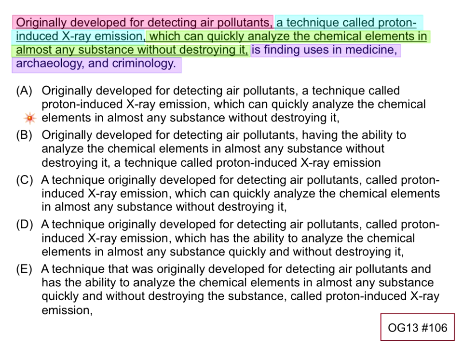Okay, so let's see. So this part, let me change my color back to green here since this is what we're doing. So in B, it changes the which can quickly analyze, etc. Having the ability to analyze, it changes to that in B. In C, I'm back to which can quickly analyze, which has the ability to analyze. And wow, E really changes some things up. I'll come back to E in a minute. Okay.